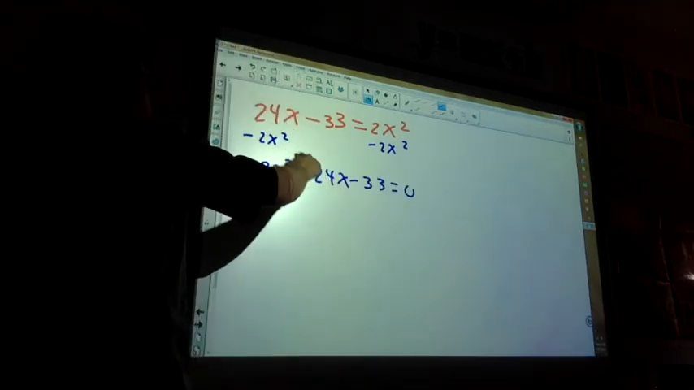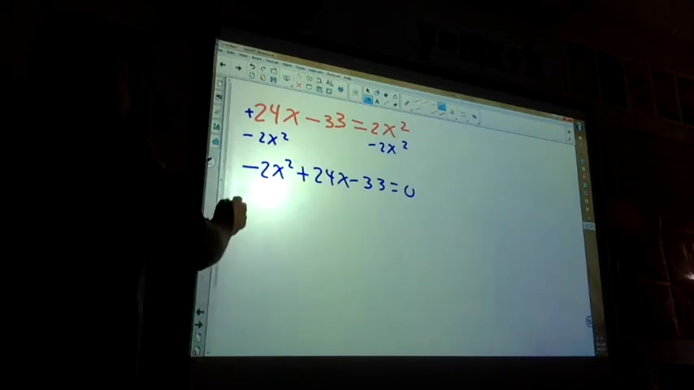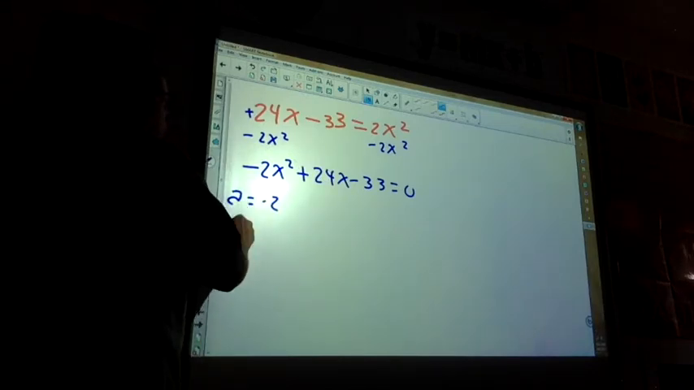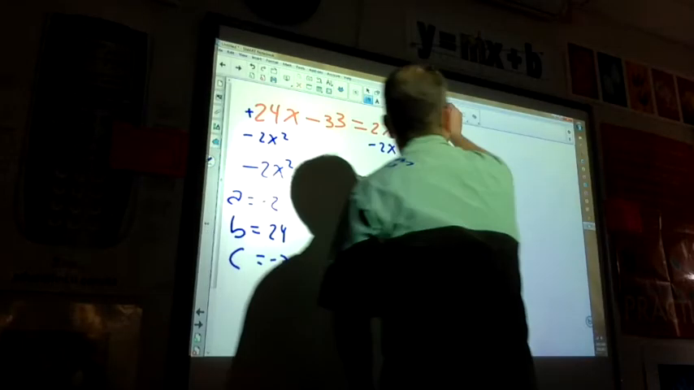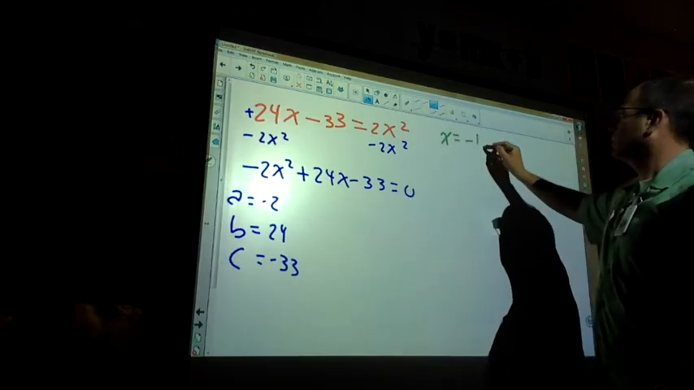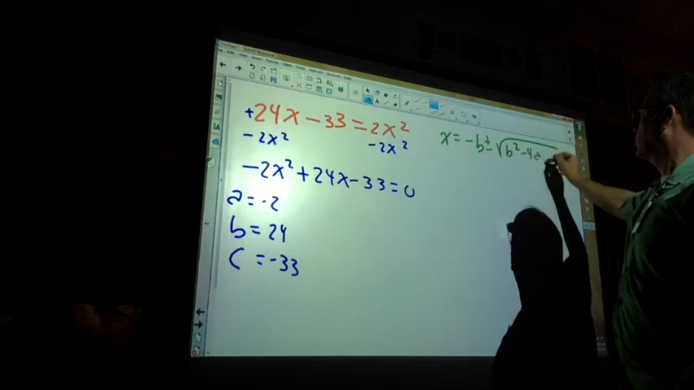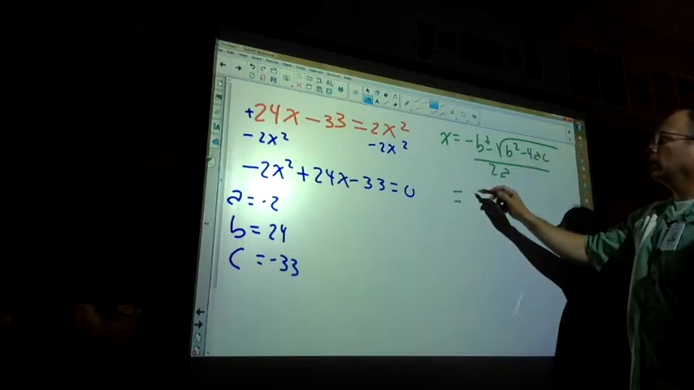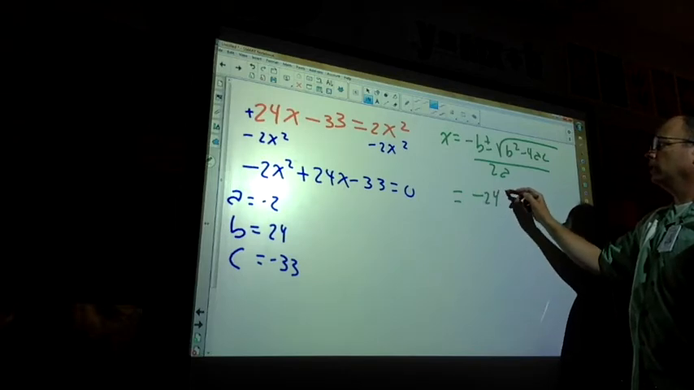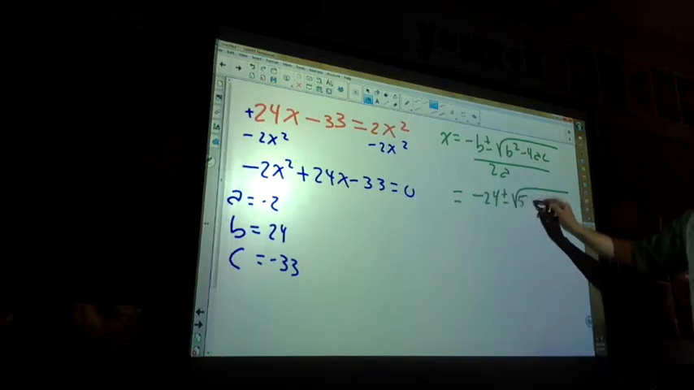Hey, why is that plus 24? Because that would have been plus in front. Okay, my A value is negative 2. My B value is 24. My C value is negative 33. Negative 24, yes. Plus or minus. Anyone know what 24 squared is? 576. Good.